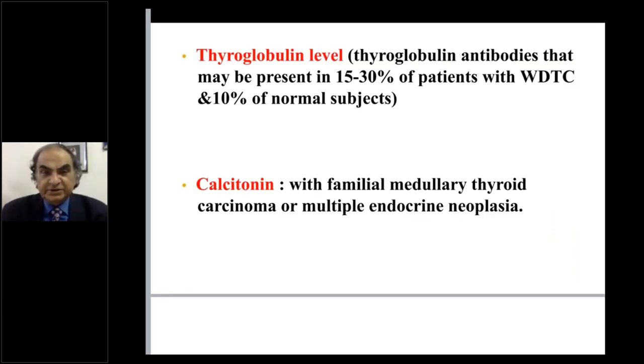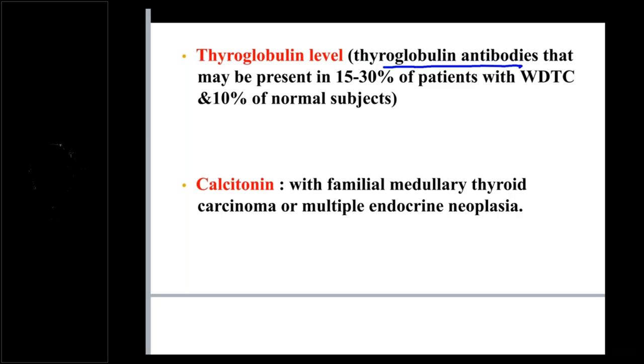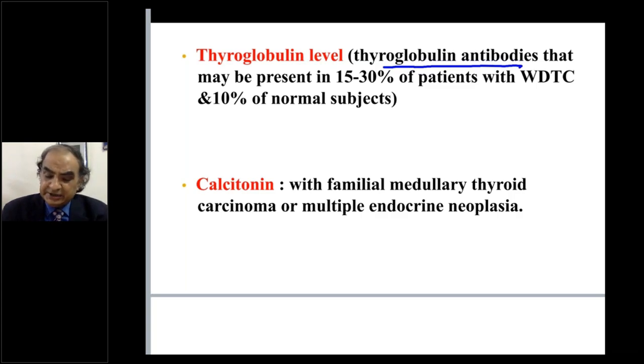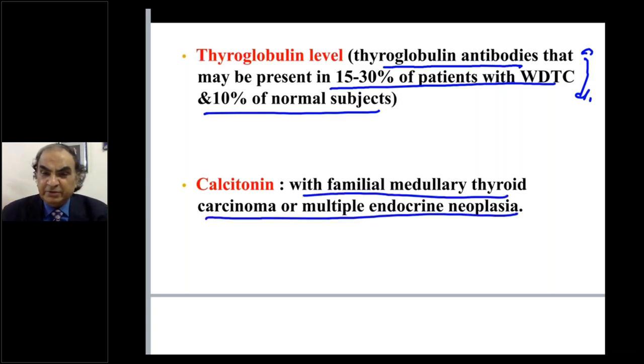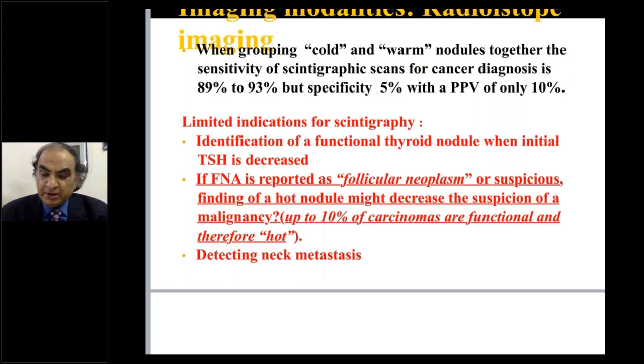A word about thyroglobulin level. This is often discussed in most sittings. It's a good marker of recurrence, but by itself, as a diagnostic test, thyroglobulin is not really something we need to do. Now, the important one is antibodies, which you do for Hashimoto's or lymphocytic thyroiditis. Otherwise, 15 to 30% of patients with well-differentiated thyroid cancer and 10% of normal subjects will have them. You will find calcitonin, and with a familial medullary thyroid carcinoma or MEN, you may need to do that. Otherwise, it is not recommended routinely. So routinely avoid it, but it may be indicated in some situations. It keeps getting repeated, but I'm just highlighting some points.